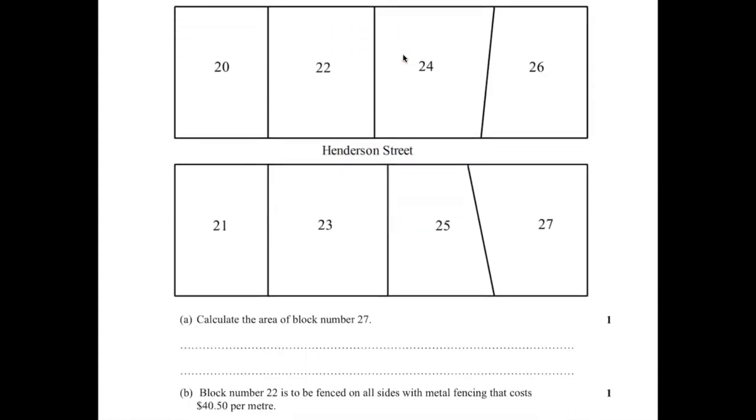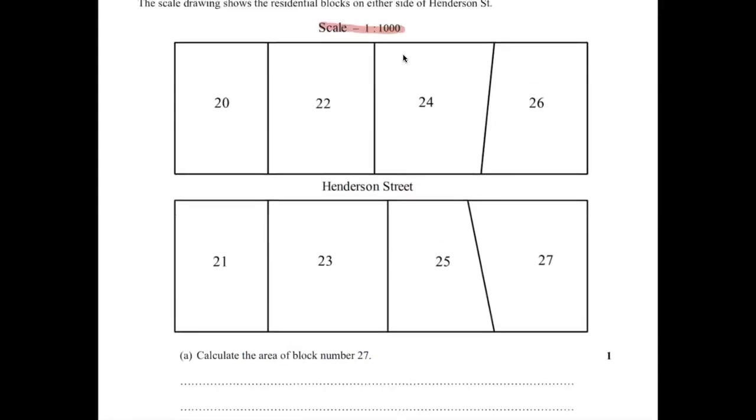The first question asks you to calculate the area of block number 27. This is the block we're talking about here, block number 27, down here in the bottom right. When you look at this diagram, you'll notice that there are no measurements like there usually would be for you to work off.